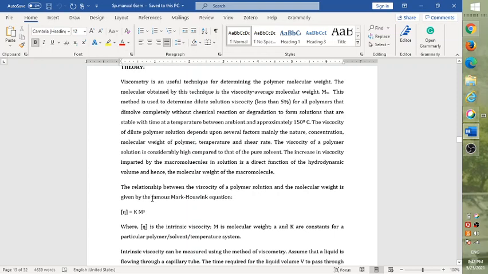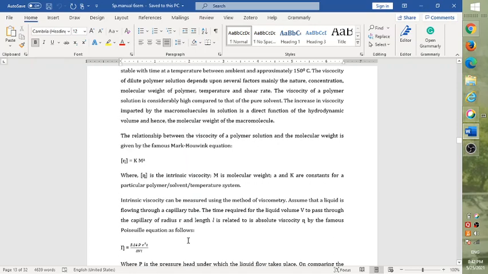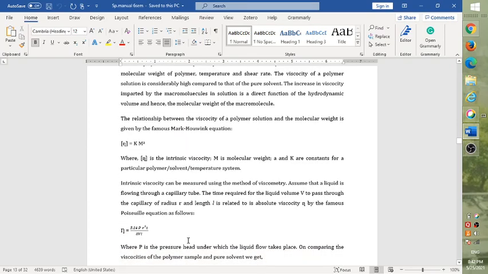So from this we have concluded a relationship. The relationship between viscosity of a polymer solution and molecular weight is given by the famous Mark-Houwink equation, where η is the intrinsic viscosity, M is the molecular weight of the polymer, K is a constant, and a is also a constant for a particular polymer, solvent, and temperature. Intrinsic viscosity can be measured using the method of viscometry.